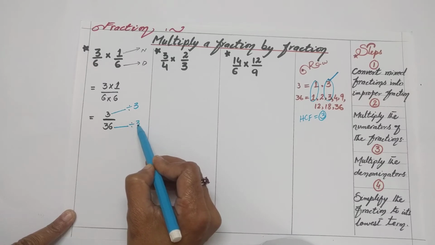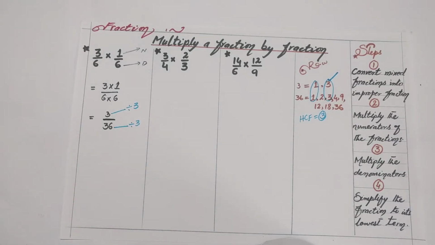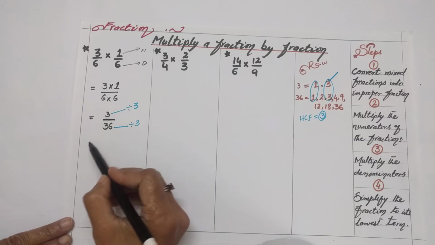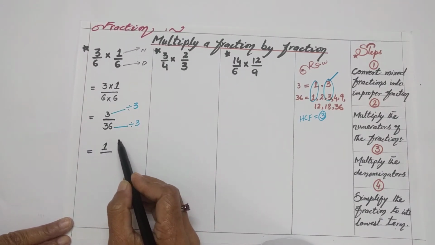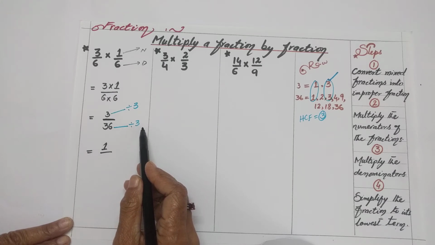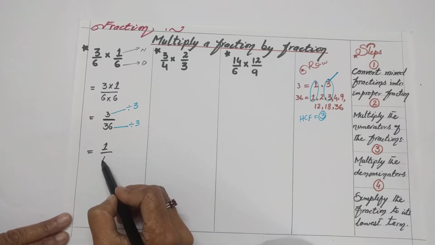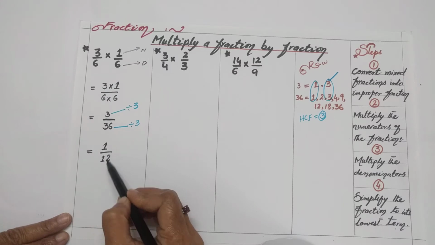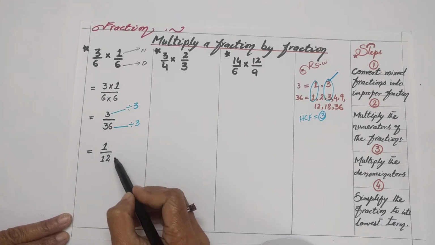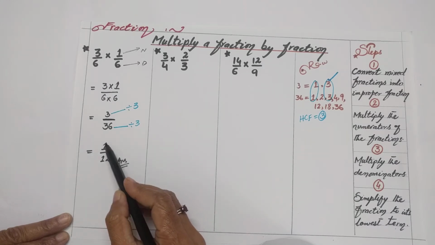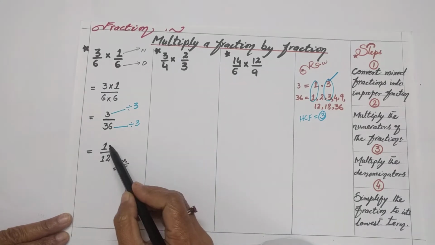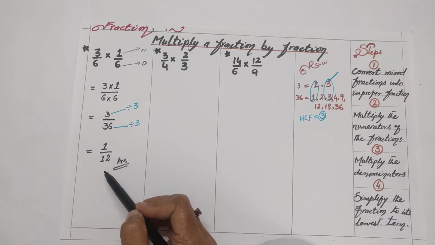We will divide the numerator and denominator by the highest common factor. So 3 divided by 3, as 3 ones are 3. 36 divided by 3, 3 ones are 3 and 3 twos are 6. So 1 by 12 is our required answer, because 1 and 12 both have only 1 as a common factor. That's why this one is the lowest term or lowest form of the fraction.